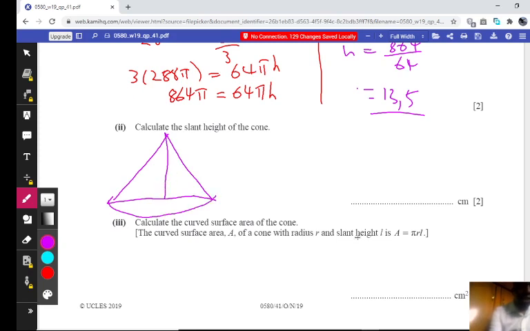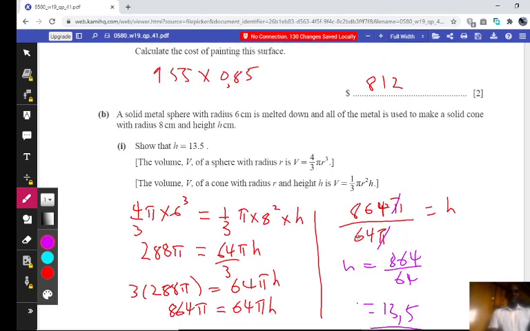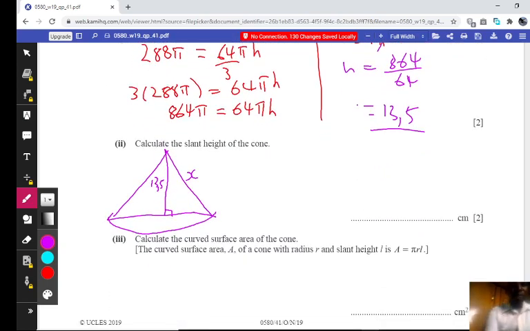So the height is 13.5. But what you want is the slant height. The radius of the cone, we're given, is 8 centimeters. That's the radius, 8 centimeters. So you put 8 here. So the slant height, this one is actually a triangle. You can just take a right angle triangle like this: 13.5 and 8 and x.